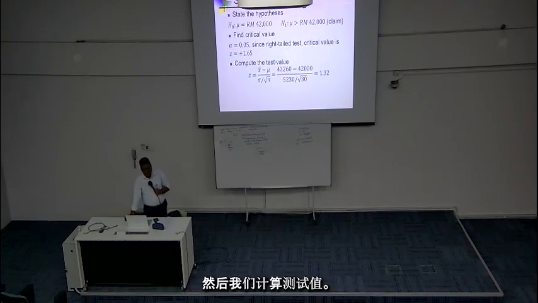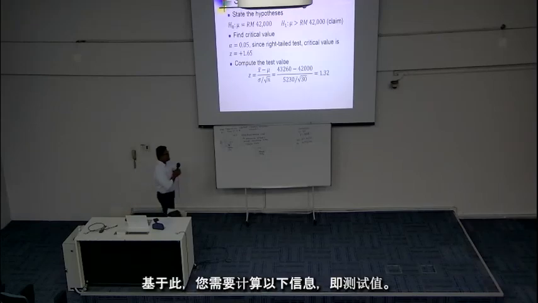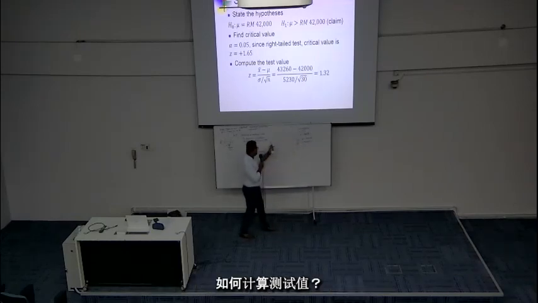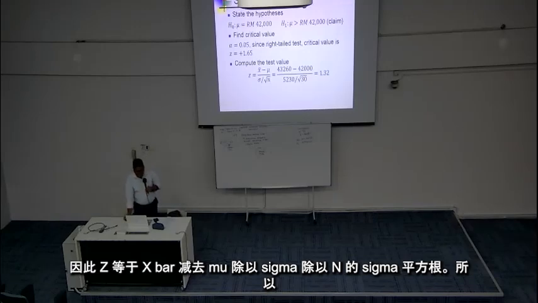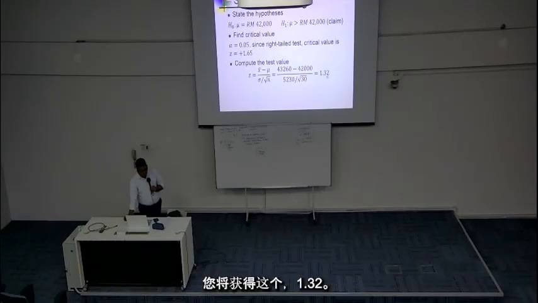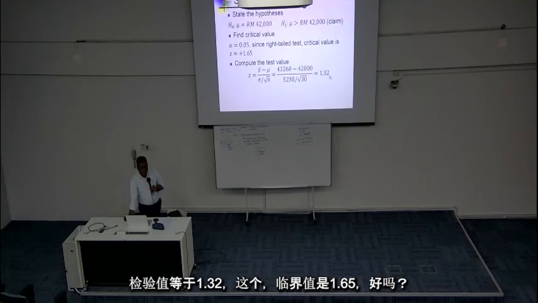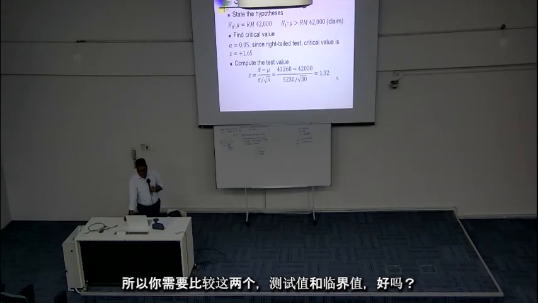Okay, and then we compute the test value. How to compute the test value? Based on the following information, Z will give you the test value. Z is equal to x bar minus mu divided by sigma over square root of n. So you will get 1.32. The test value is equal to 1.32, and the critical value is 1.65. So you need to compare these two, the test value and the critical value.